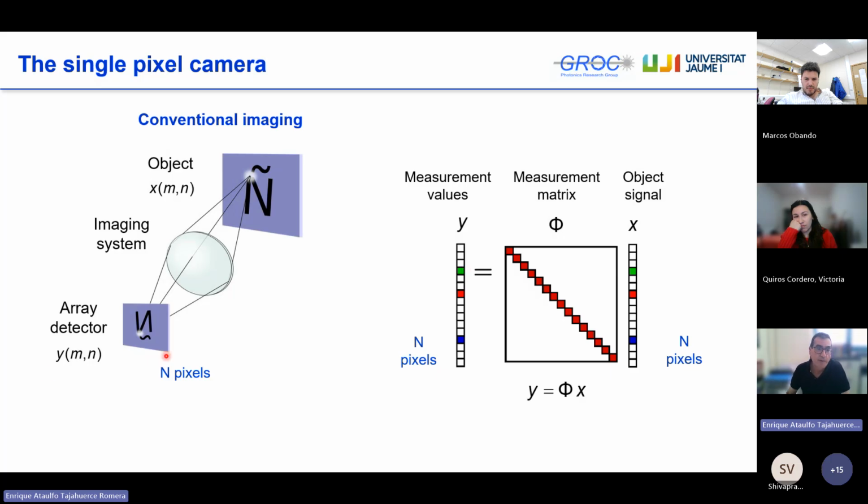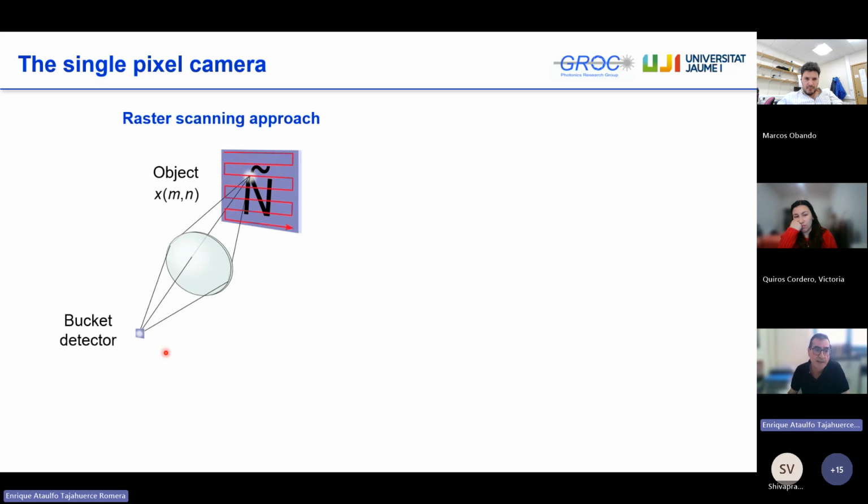But we don't always need to use cameras. We can also use a single pixel detector or a bucket detector, for example, by scanning the object with a raster approach. This is very common in confocal microscopy or other approaches. Now we transform the object into a temporal signal, and from this signal we can reconstruct the object.